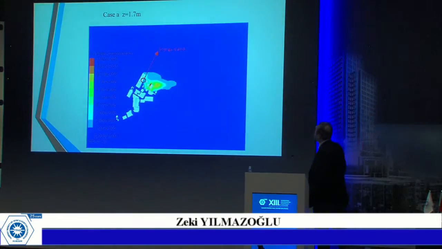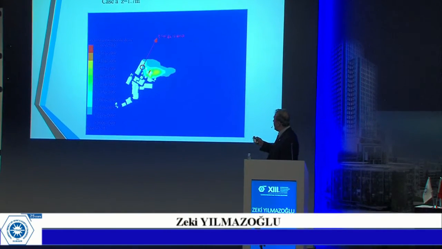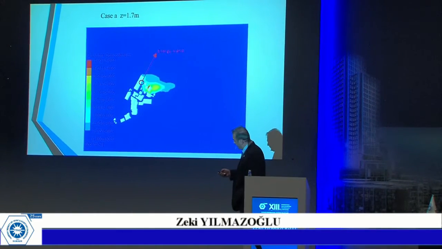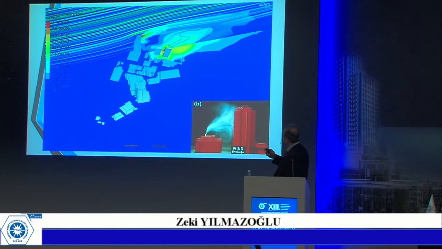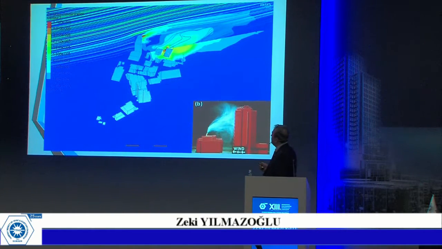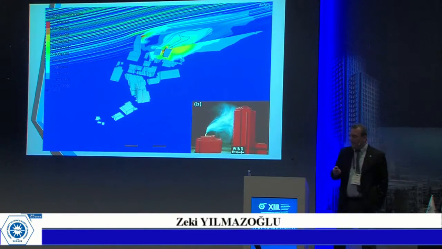For the height at 1.7 meters, as you can see, the carbon monoxide is trapped among the buildings. This is the breathing zone. And please remember the photograph of this experiment, and please look at here. This is the emission source, and the highest carbon monoxide concentration is found to be in here. This verifies that our numerical study is correct.